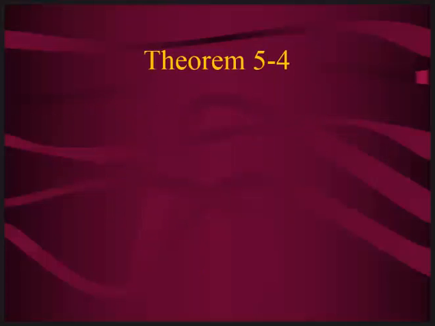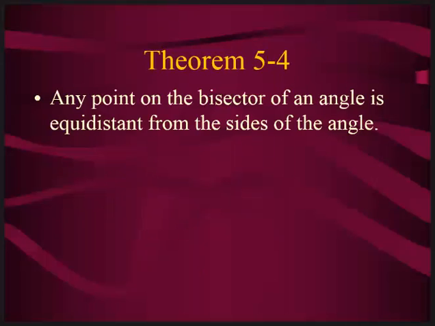A theorem that goes along with this definition says that any point on the bisector of an angle is equidistant. There's that word again. The same distance from the sides of the triangle. So if we have this situation, anywhere I put this point, does not matter where I put it, I could put a point here, it's going to be the same distance from the bottom side as it is from the top side. Let's do 2 congruency marks there.